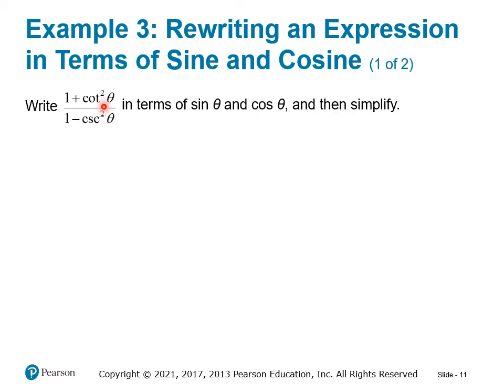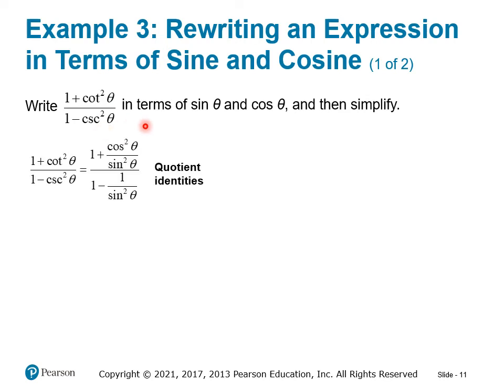Well, cotangent equals cosine over sine, and cosecant equals 1 over sine. So let's first substitute those in. Cotangent equals cosine over sine, but since it's cotangent squared, we're going to square both the numerator and denominator. Cosecant is 1 over sine. Of course, 1 squared is 1, and so we get 1 over sine squared.